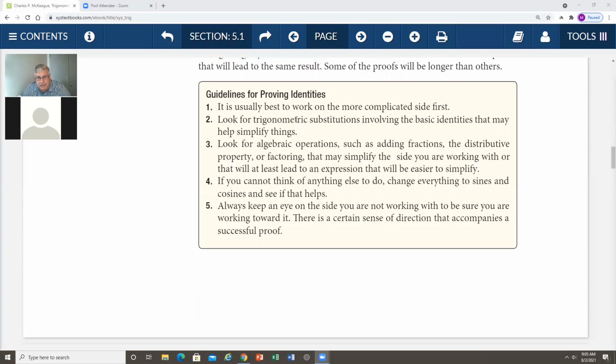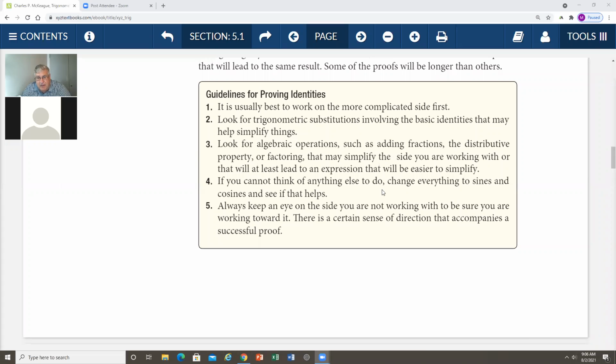That's not to say, ladies and gentlemen, that there are times with some identities, because they're so challenging, that you have to work maybe a little bit on the left side and a little bit on the right side and show that they meet each other at some middle ground value. Our identities are not going to be that complicated in here. For that reason, we'll choose to work exclusively with just one side and show that it is indeed the other side. Number two, look for trigonometric substitutions involving the basic identities that may help simplify things.